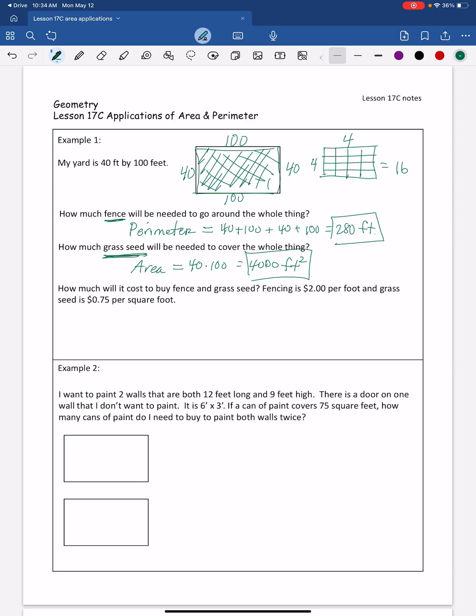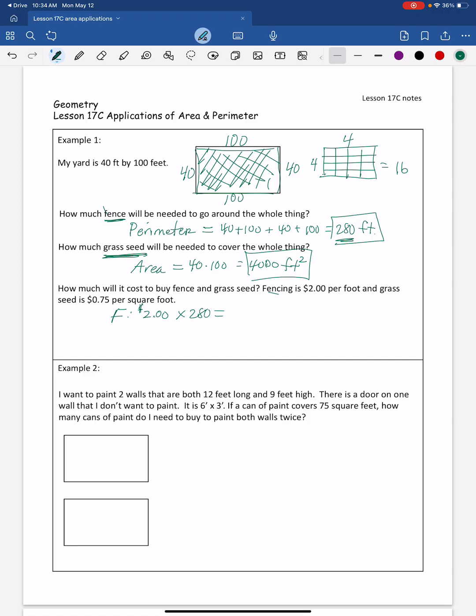That's how we're going to think through the same thing for the area of this shape here. Then the last part of applications might ask you something like, how much will it cost to buy fence and grass seed? Or how many cans of paint do I need to buy? Or how much carpeting do I need to buy? So we're just going to look through here. How much will it cost to buy these two? It's important that you keep your things straight. So the fence is going to be $2 per foot. So $2 times, remember fencing is up here, 280 feet.